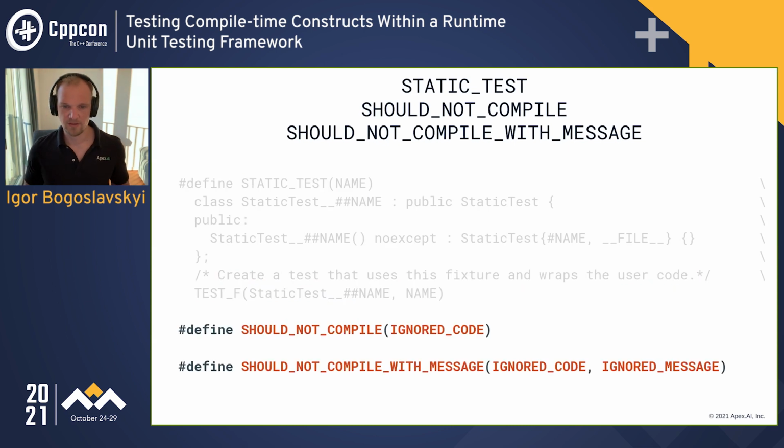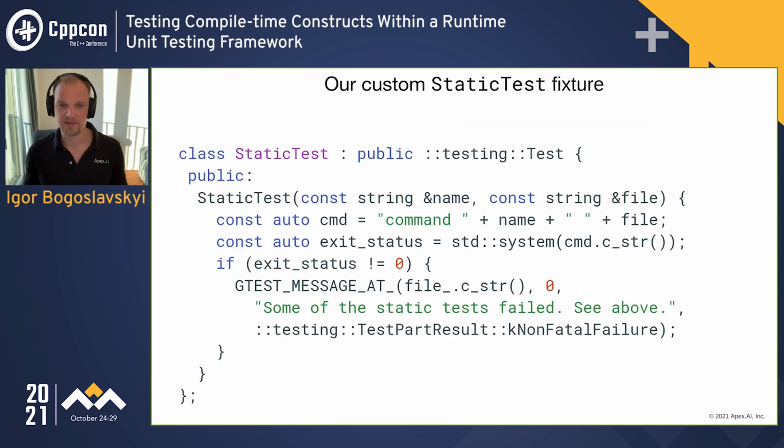And then if we look at the should not compile and should not compile with message macros, they do nothing. They are empty macros, and they just serve as tags for whatever external tool we use to generate our code. So they do nothing on the C++ side, but whatever tool we use will look at them and know how to generate code from that. We will get to the details of this a bit later.